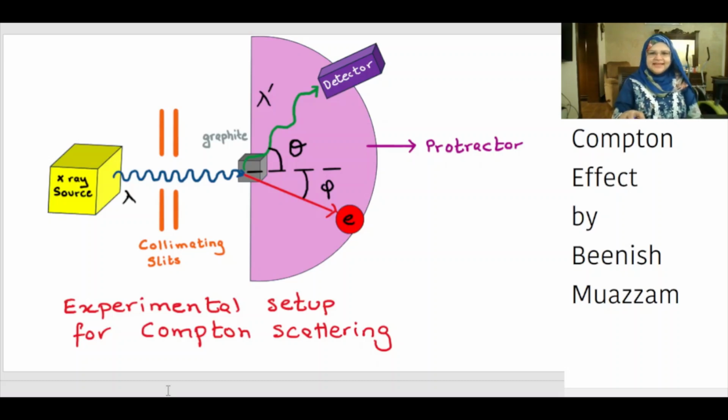The scattering angle theta is the angle between the direction of the scattered beam and the direction of the incident beam. In this experiment, we know the intensity and the wavelength lambda of the incident beam, and for a given scattering angle theta, we can measure the intensity and wavelength lambda prime of the outgoing beam.